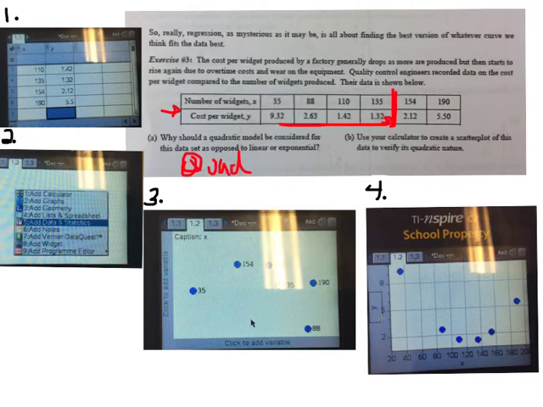All right, and to word that is to say it exactly how I did. Because the values in my y row were going down, decreasing, and then all of a sudden, once they hit this red line right here, they jumped up and started to increase. It says, okay, use your calculator to create a scatter plot of this data to verify the quadratic nature. Very simple. First of all, put in your x and put in your y.